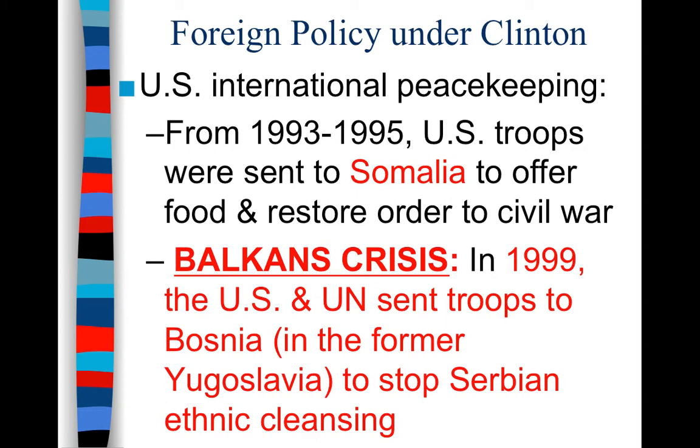The very next place that we need to talk about, and this has the star because it's a little bit bigger, is the Balkans crisis. In 1999, the U.S. and the UN sent troops to Bosnia, okay, the former Yugoslavia, to stop this thing called, and I need you to underline this, Serbian ethnic cleansing. Remember, pause if you need to, okay? Serbian ethnic cleansing, which is essentially either the slaughter of one group of people, or oftentimes the manipulation or the complete destruction of one group of people.